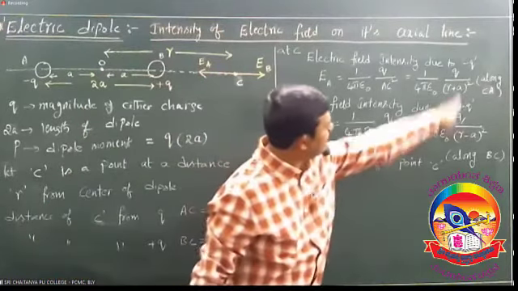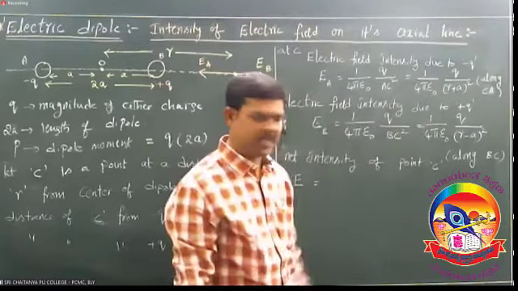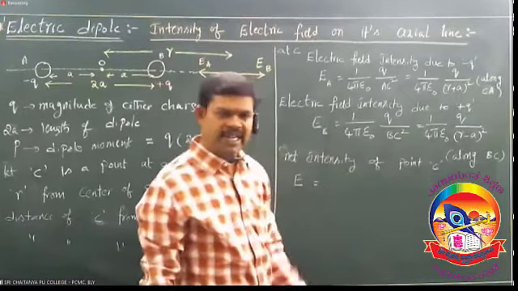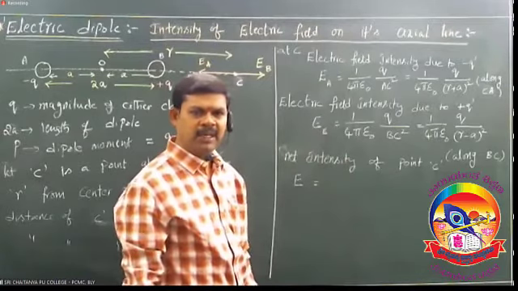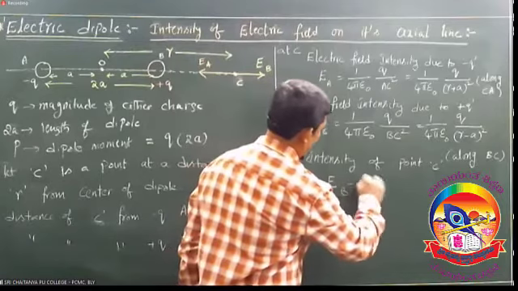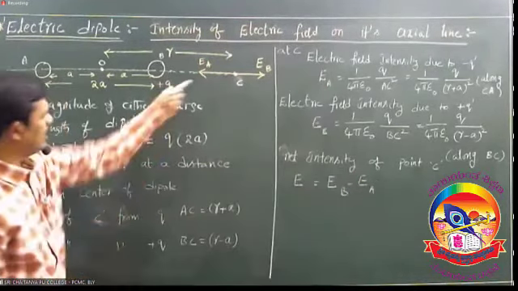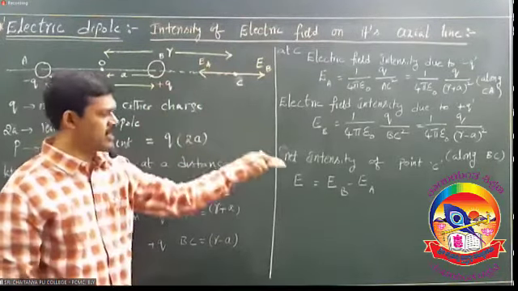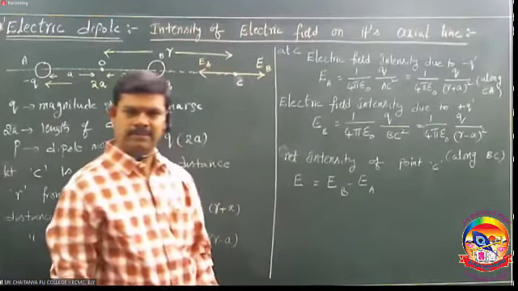Because charge is same. See, here charge Q, here charge Q. 1 by 4 pi epsilon naught, 1 by 4 pi epsilon naught. Here R plus A whole square, here R minus A whole square. So which is greater? Here distance is less, so EB is greater. So can I write EB minus EA? See here, how those two are? Opposite. If both are in the same direction, plus. Opposite as they are, minus.